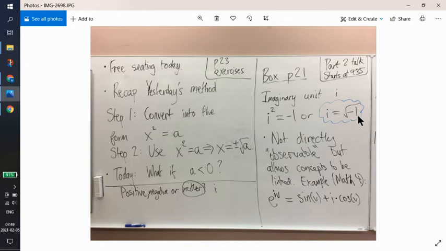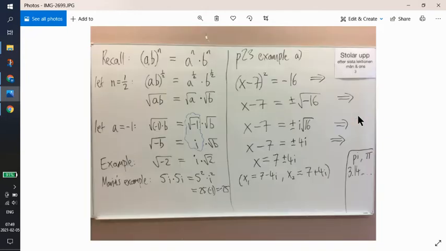Okay, so let's just see an example where we solve an equation that has no real roots. So it has two non-real roots here. Then we would often say these are complex roots.